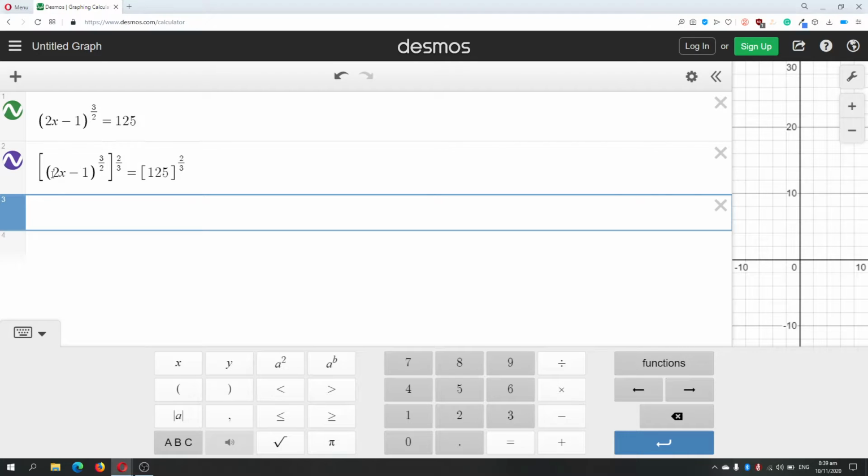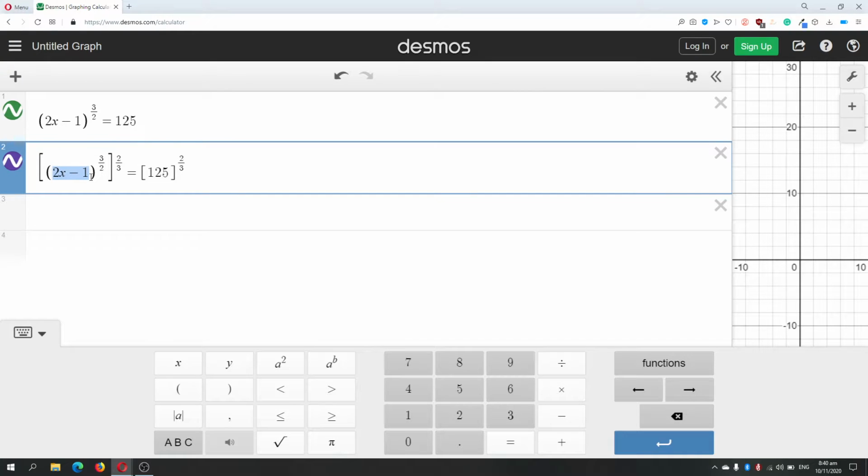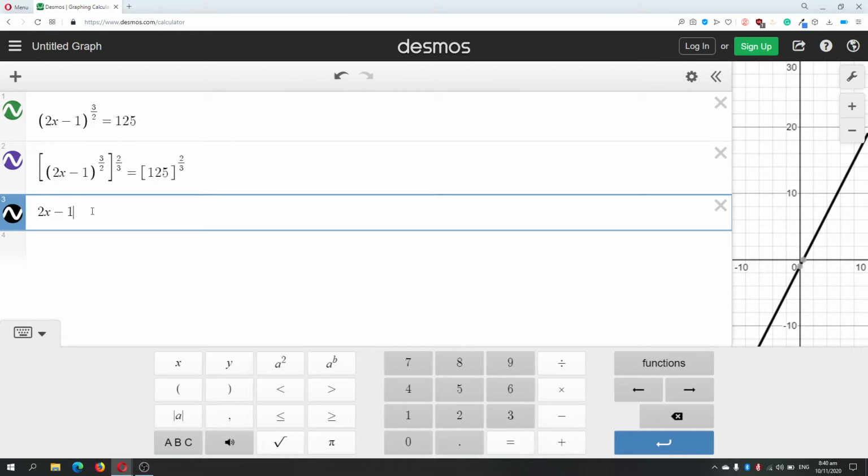So if ganyan na siya, since 3 times 2 is 6, 2 times 3 is 6, 6 over 6 is equal to 1. Cancelled out na. That is our left side. Kaso yung 125, pwede ba nating i-express ito in simpler expression? Actually, yes.